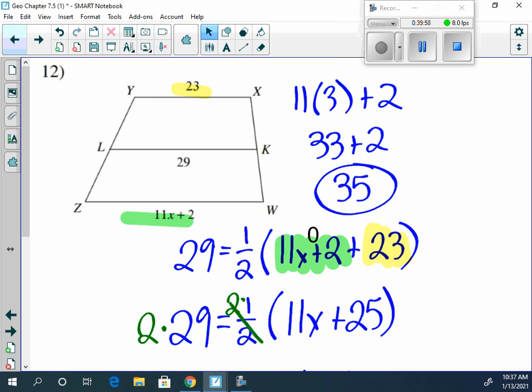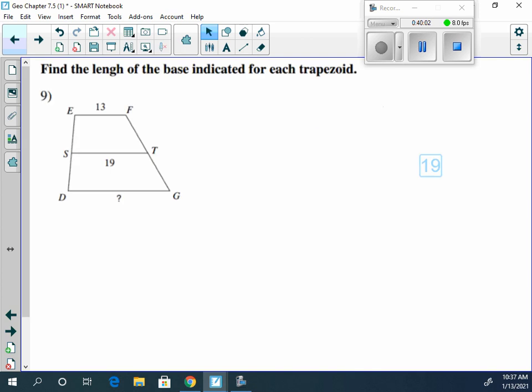Any other questions on this here? Okay. So let's look at this one here. Now this one here might be a little bit easier than what we just did because we don't have 11x plus 2. We just have one of the bases missing, yes? So we can just call this x. Now the mid-segment is 19. So what we're saying is 19 is equal to what?